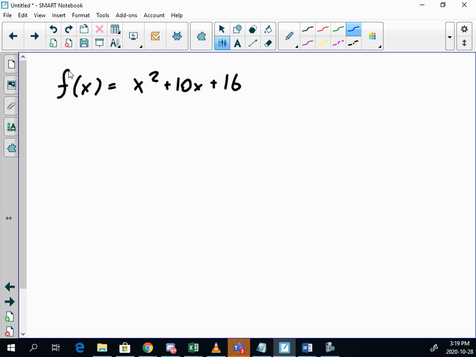I need a bunch of information here. I need to find out what is my y-intercept. What are my x-intercepts, if there are any? And what is my vertex? And based on that, hopefully, I'll have 5 points, and I'll be able to sketch the graph, or in fact, even construct the graph of this function.